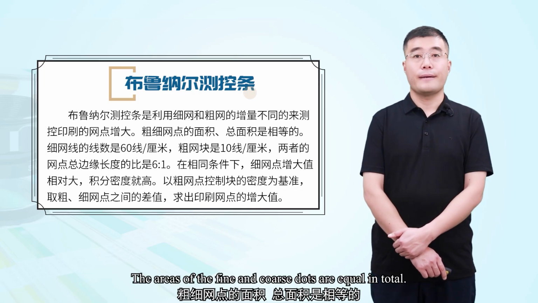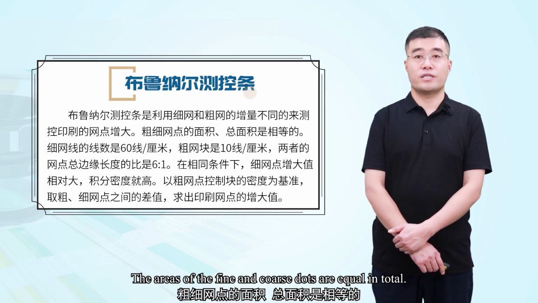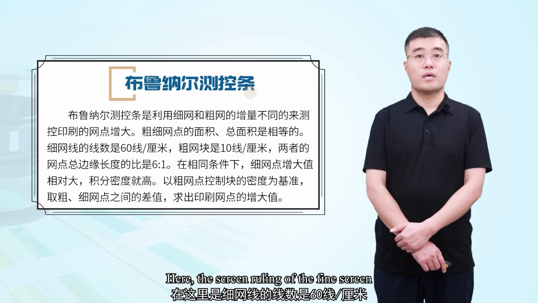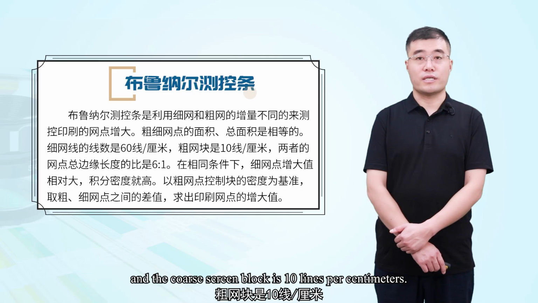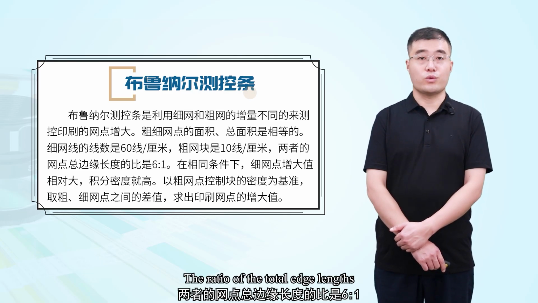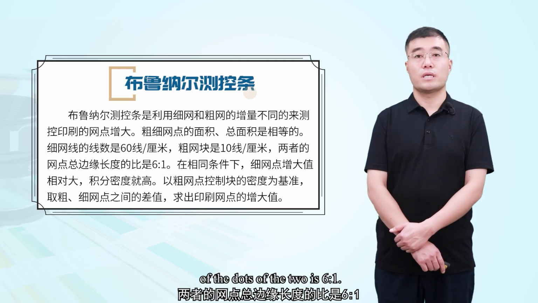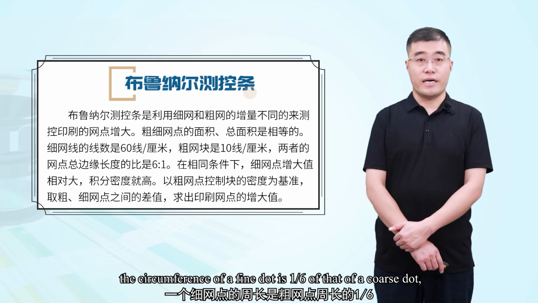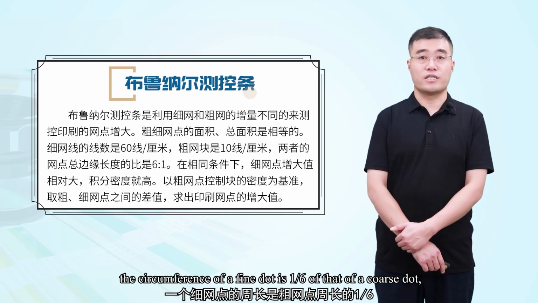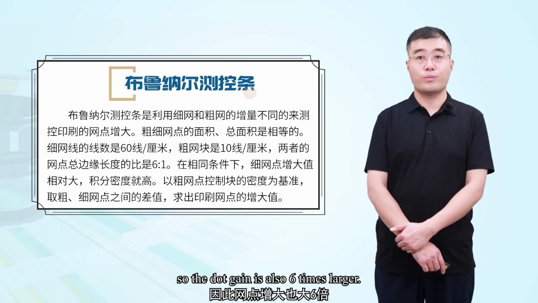The areas of the fine and coarse dots are equal in total. Here, the screen ruling of the fine screen is 60 lines per centimeter, and the coarse screen block is 10 lines per centimeter. The ratio of the total edge lengths of the dots of the two is 6:1. That is to say, the circumference of a fine dot is 1/6 of that of a coarse dot. So the dot gain is also 6 times larger.